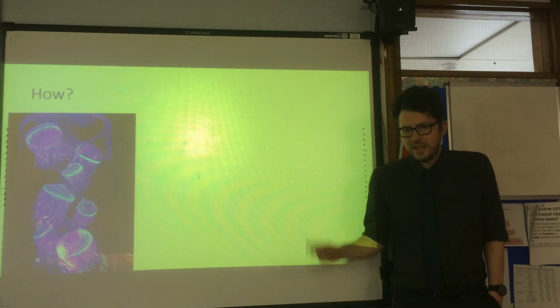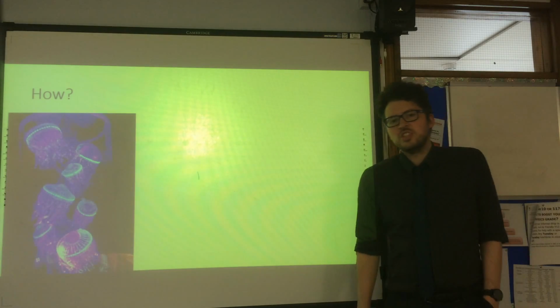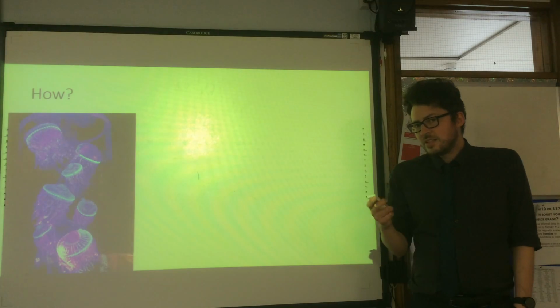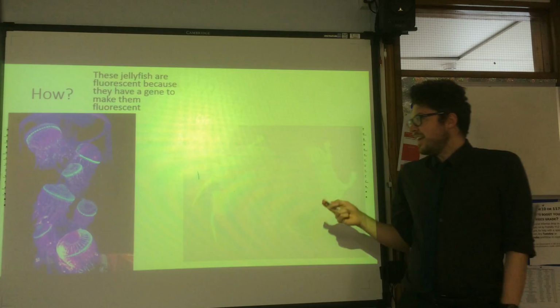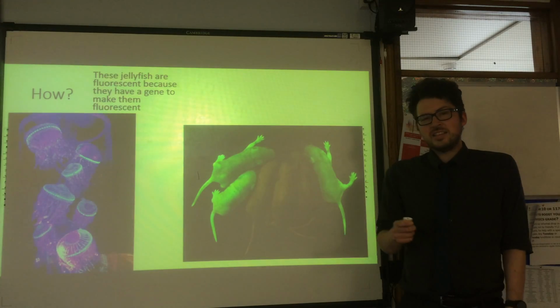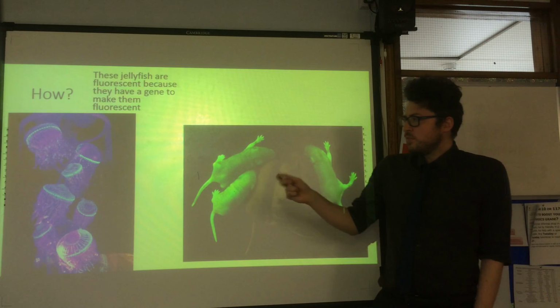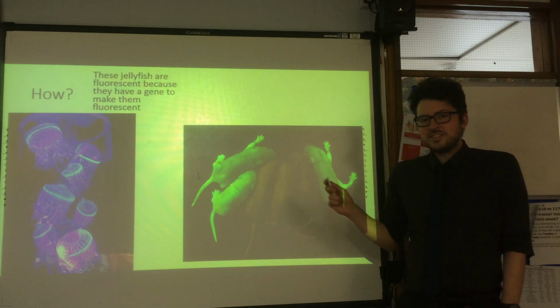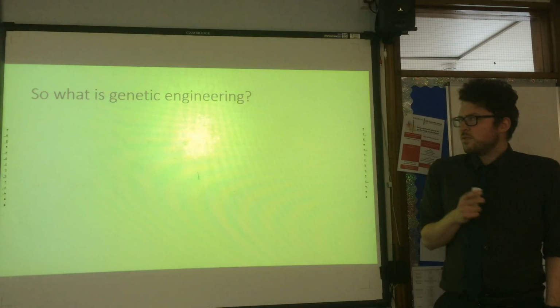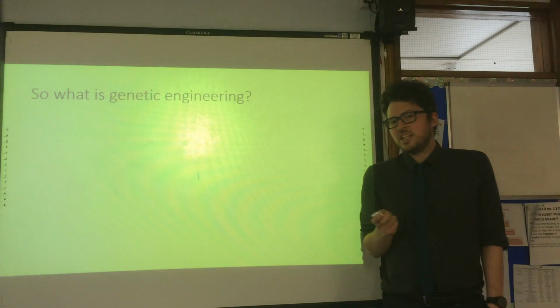So I've got an example here. Here are jellyfish which contain a fluorescence gene which allows them to be fluorescent, which means glow in the dark. And here are some rats that have been genetically engineered to contain the same gene. So what they've done is they've removed the gene from the jellyfish, inserted it into the rats, which gives them the feature.